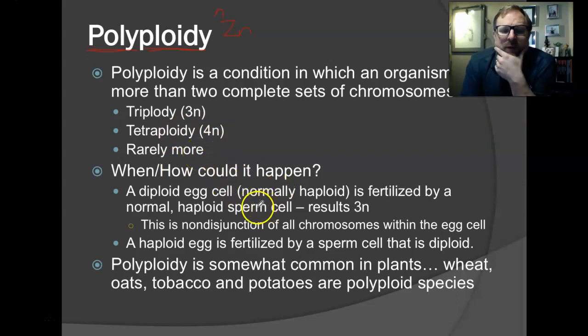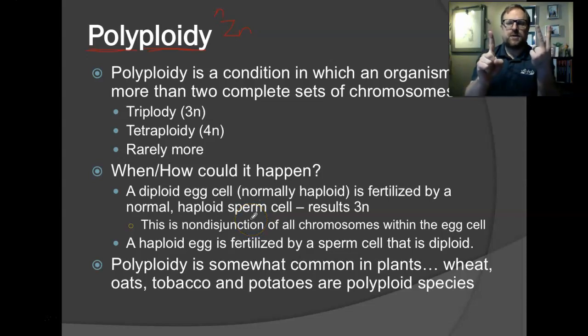When and how could it happen? Well, if we have a diploid egg cell, which should normally be haploid, that is fertilized by a haploid sperm cell, so we've got 2n being fertilized by 1n, or just n, that makes 3n. 2n and 1n makes 3n. This is nondisjunction of all the chromosomes within the egg cell. A haploid egg fertilized by a sperm that is diploid could also create a situation where we would end up with a 3n result.